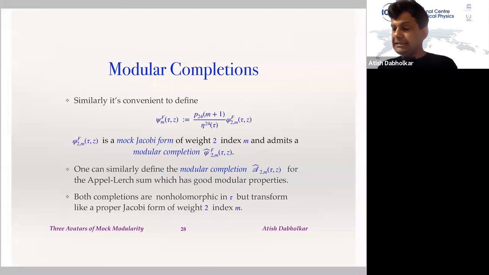And the important point is that similarly, you can define psi m F. You just take out this factor p24 of m plus 1 over eta to the 24. This is some overall tau-dependent factor. All the z dependence is in this function phi m tau of z, and it's a mock Jacobi form. This is called a mock Jacobi form of weight 2 and index m.